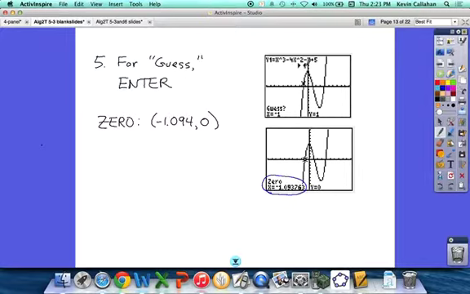The cursor should have gone right to the 0. And in the bottom, it's telling you the 0 is -1.093763. Notice the value of y. That's by definition what a 0 is. It's the value of x when y equals 0. There you go. Okay, that's just one 0. Now we've got to find the others.